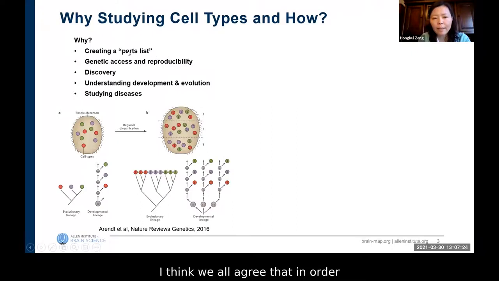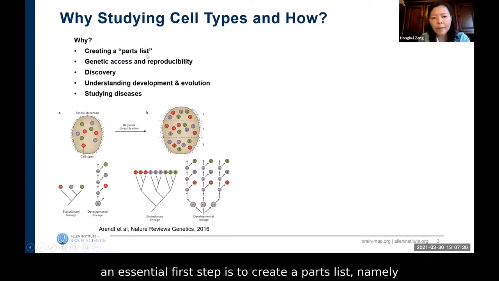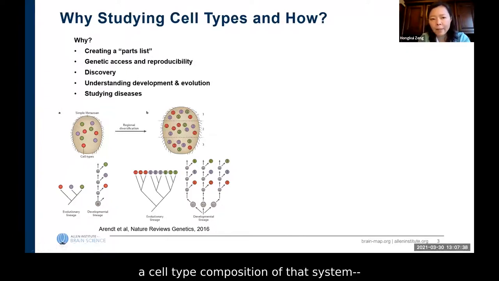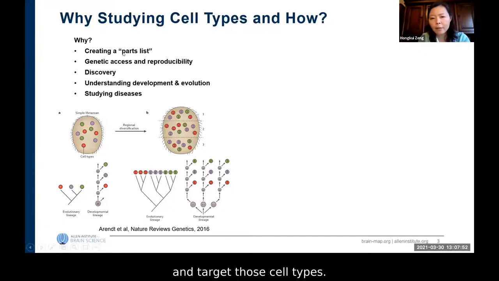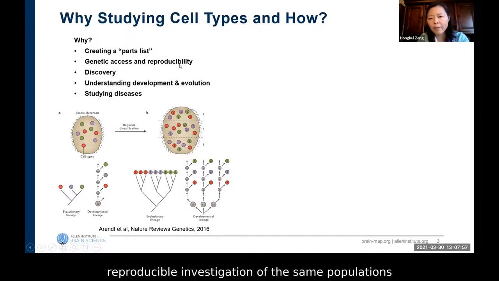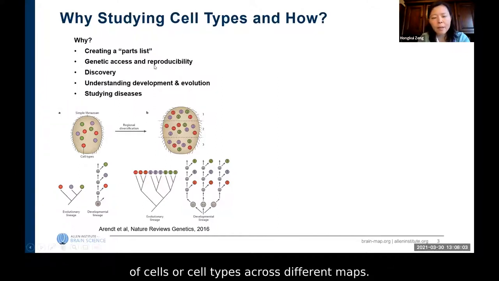I think we all agree that in order to understand a complex system such as a brain, an essential first step is to create a parts list, namely a cell type composition of that system, the brain. Once we have a parts list in hand, an important advantage is to be able to gain genetic access using molecular genetic approaches to label and target those cell types. And those genetic tools would allow reproducible investigation of the same populations of cells or cell types across different labs.